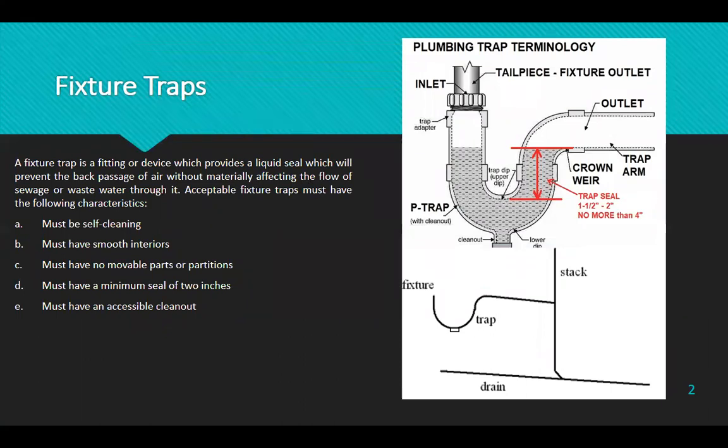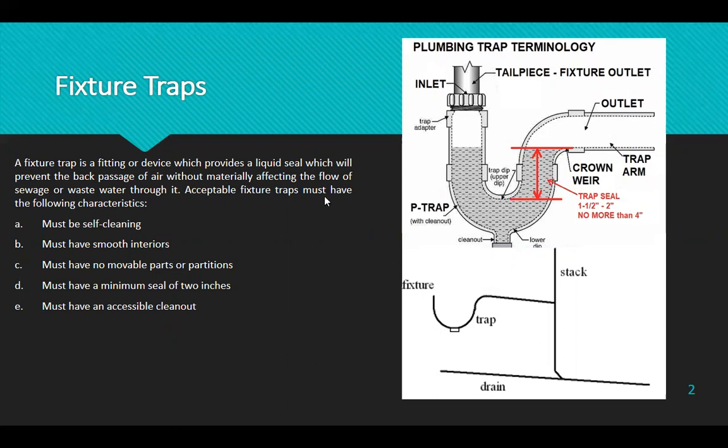drainage. A fixture trap is a fitting or device which provides a liquid seal. Liquid seal kasi ito, liquid to, water, which will prevent the back passage of air without materially affecting the flow of sewage or wastewater to it. So dito yung air.